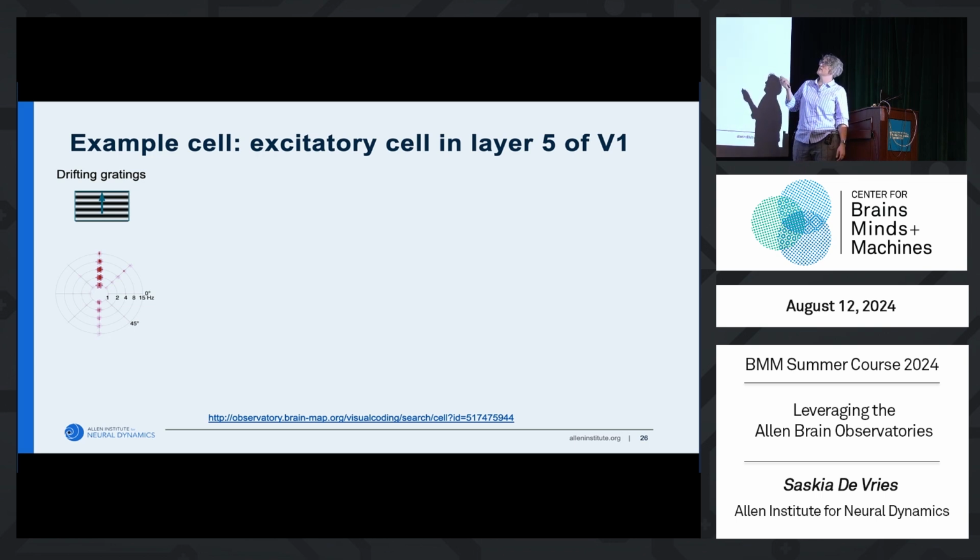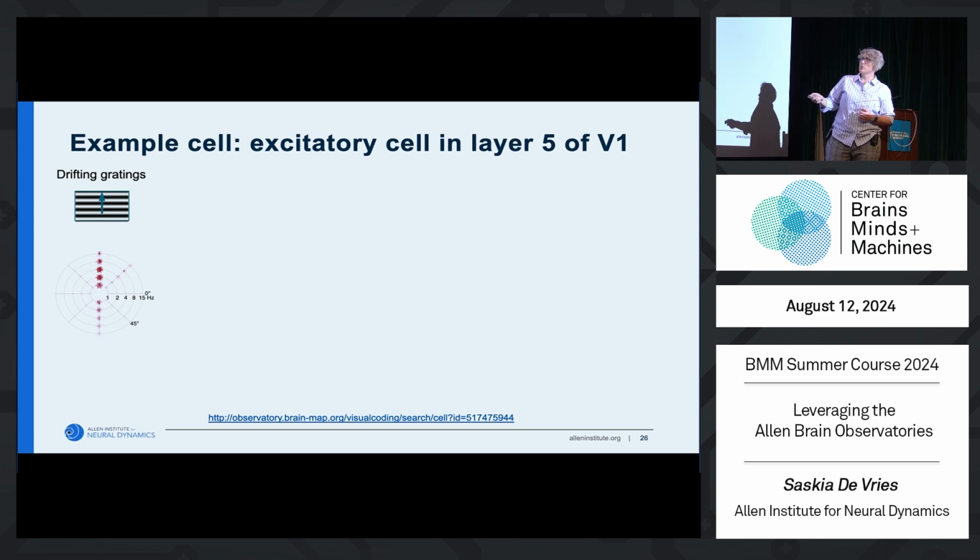So this is an example cell. This is an excitatory cell in layer 5 of V1. And we can look at its responses to the drifting gratings. These are sinusoidal gratings that move in 8 different directions and at 5 different temporal frequencies, or speeds. We represent the response on this plot where each arm represents a different direction of motion, and each ring is one of the temporal frequencies, the slowest one in the center, the fastest one on the outside.